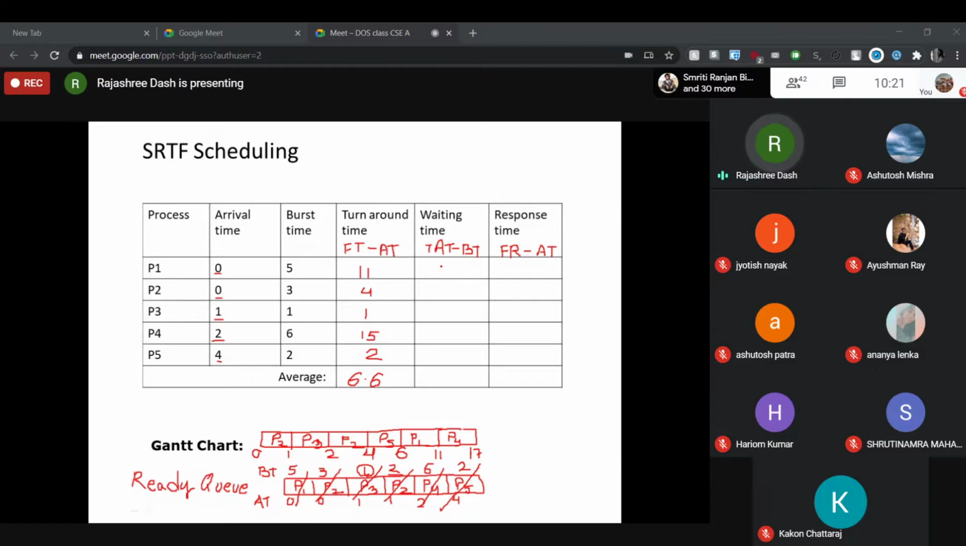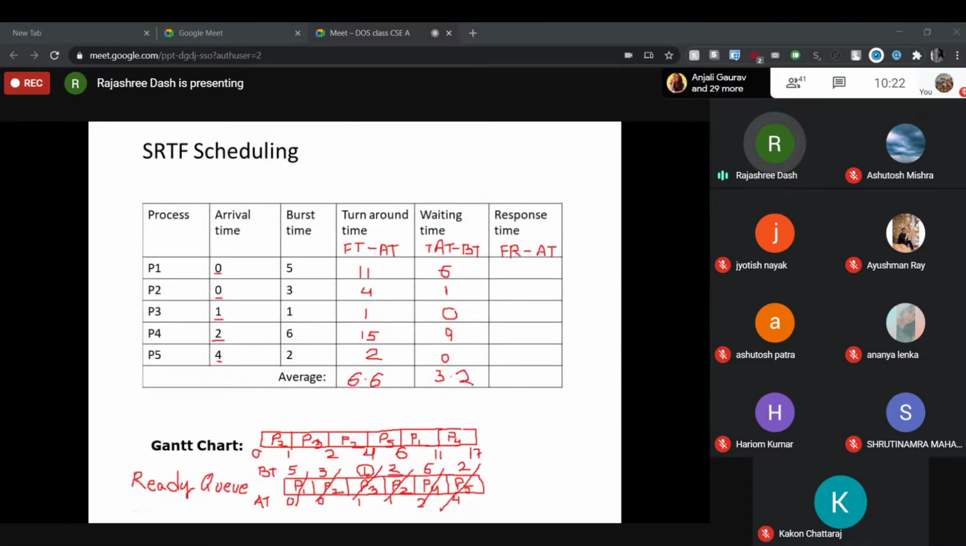Now coming to the waiting time. For P1, what will be the waiting time? 11 minus 5, that is 6. For P2, turnaround time minus burst time, 4 minus 3, that is 1. For P3, 1 minus 1, 0. For P4, 15 minus 6, that is 9. For P5, again 2 minus 2, that is 0. And the average waiting time we have calculated, I think it was 3.2.